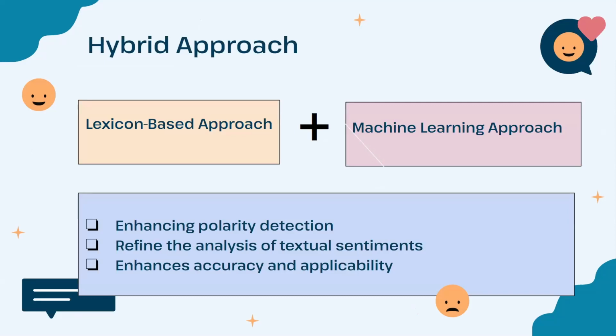Furthermore, the hybrid approach bridges the gap between machine learning and lexicon-based methods, combining the advantages for better detection. By integrating sentiment lexicons with statistical and knowledge-based techniques, this approach refines sentiment analysis, broadening its applicability and enhancing accuracy across domains.